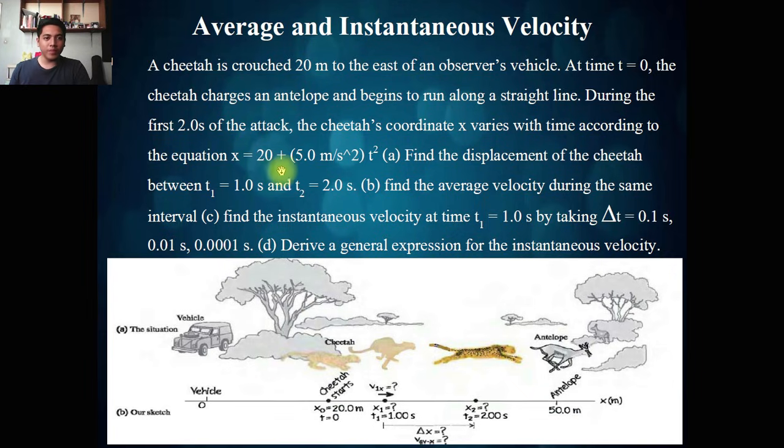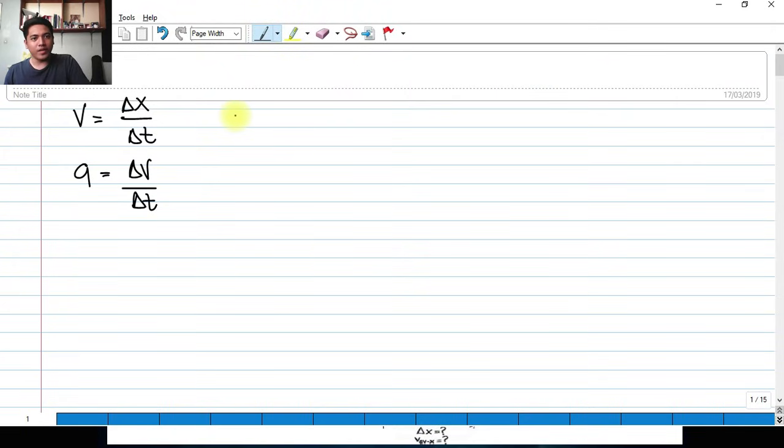x is equal to 20 plus 5.0 meters per second squared times t squared. Find the displacement, letter A. Find the displacement of the cheetah between t sub 1 and t sub 2, which is for t sub 1, 1 second, and t sub 2, 2 seconds. So, in order for us to solve that, let us try to write the given.